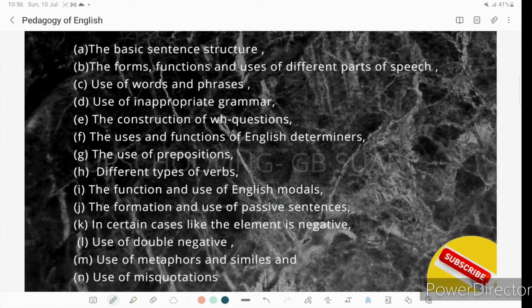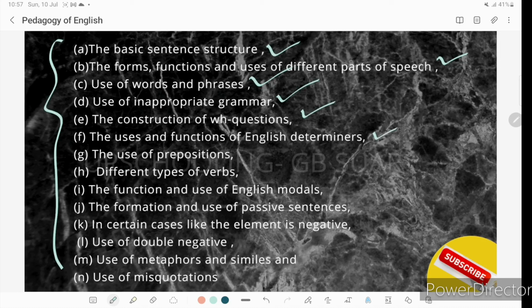Reasons behind our suffering from this kind of mistakes. It could be the basic sentence structure, the forms, functions and uses of different parts of speech, use of words and phrases where we commit mistakes, use of inappropriate grammar, the construction of WH questions, the uses and functions of English determiners, the use of prepositions, different types of verbs, the functions and use of English modals. Modals do not exist in Odia. The formation and use of passive sentences.